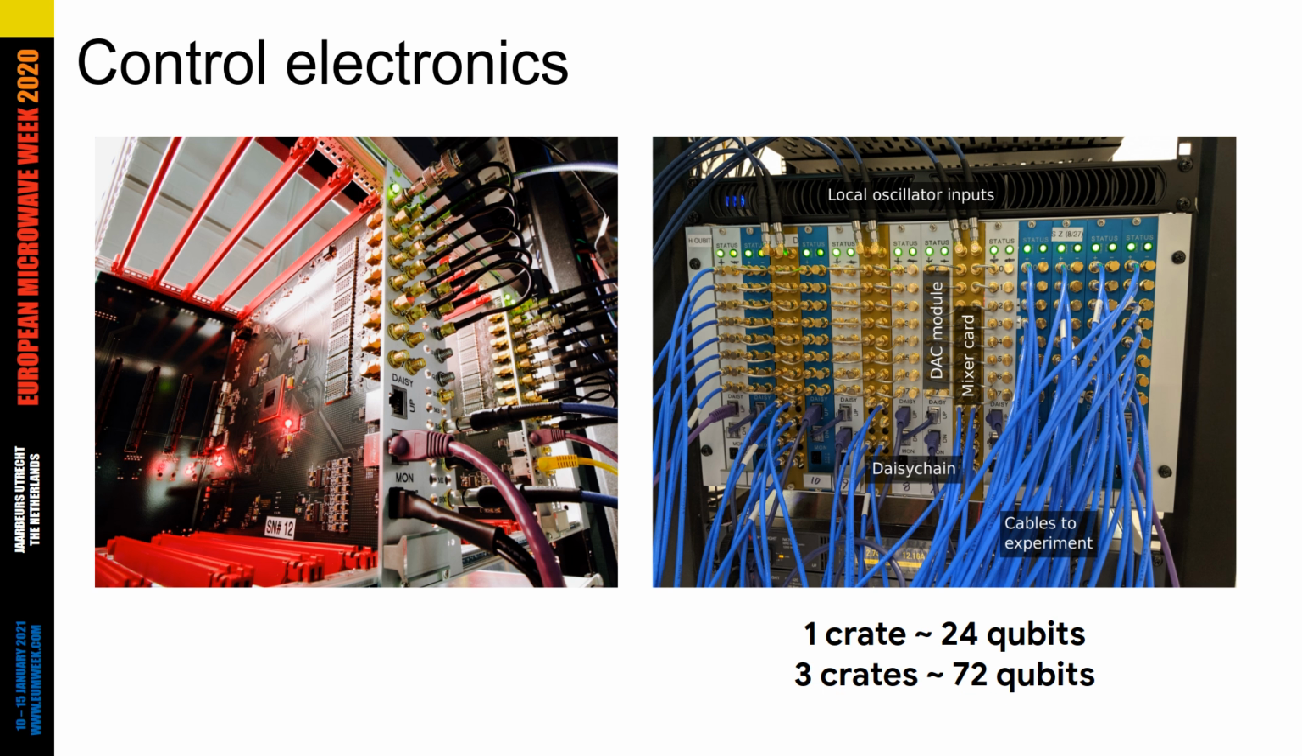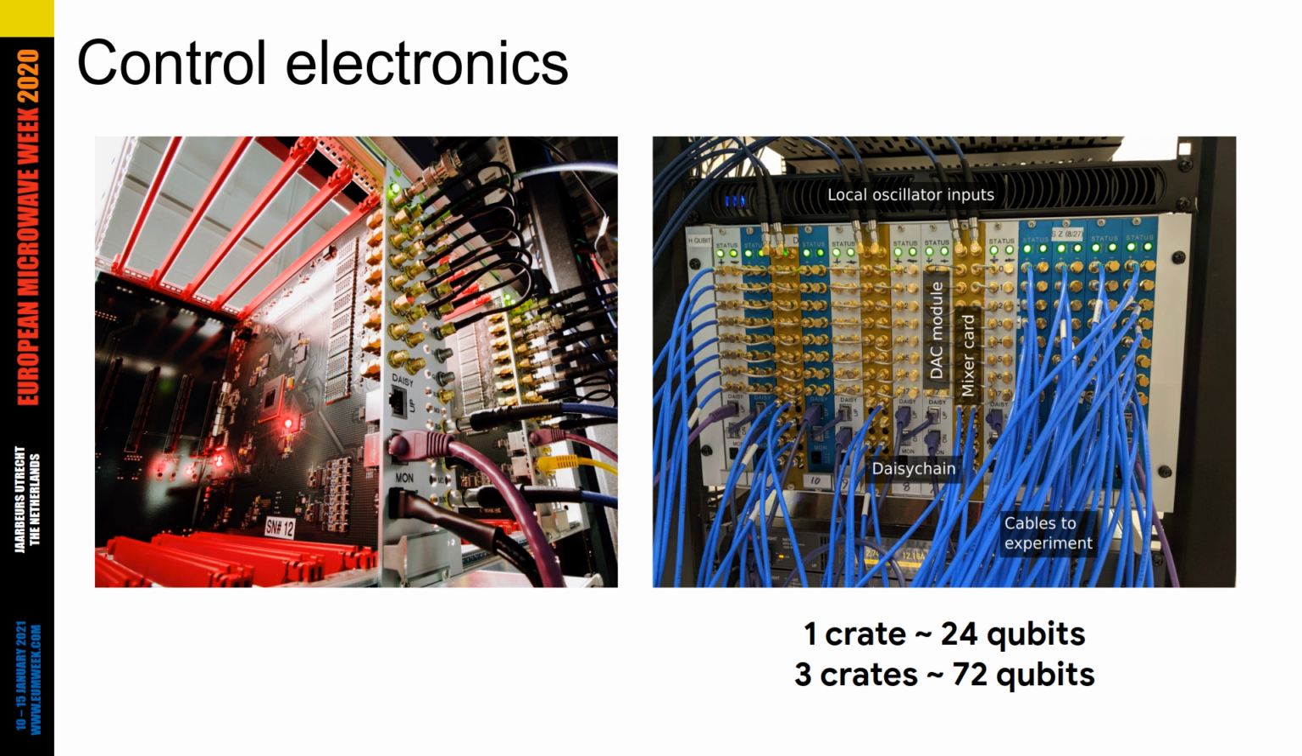Here's another picture of the electronics. On the left, we have a crate stuffed with 2 boards, and then on the right, a crate stuffed with all 14 boards. There are 2 different kinds of modules in this particular crate. There's the DAC module that I already showed, and then there are also what we call mixer cards, and those are cards stuffed with IQ mixers and amplifiers that we use to bring the 1 gigasample per second signals from the DAC up to the 6 gigahertz needed to control the qubits. One of these crates can control 24 qubits, so it takes 3 to control a 72 qubit chip.